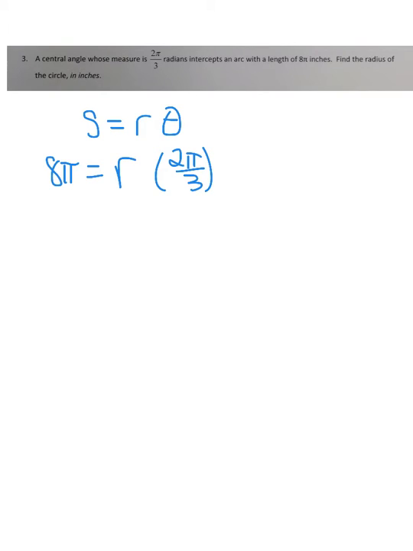So we need to get the R by itself. Simply what we can do is multiply each side by the reciprocal, so 3 over 2 pi here, which will cancel those out, and 3 over 2 pi there, which is going to cancel the pi's. And then we're just going to do 3 times 8, which is 24, and we're going to divide that value by 2. So then our answer will be 12. And we want to find the answer in inches, so it's 12 inches.